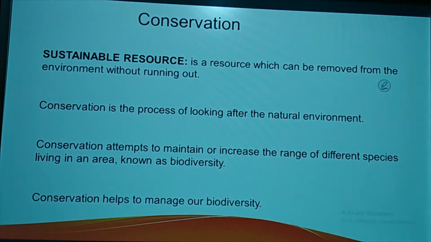Because we said that we need to conserve unsustainable resources, and we know that species of plants, insects, animals are all known as biodiversity, and they need to be conserved. You understand? So conservation helps us to manage our biodiversity. It helps us to manage our plants, the different species of trees, the different species of insects, different species of organisms. So that's basically what conservation does.